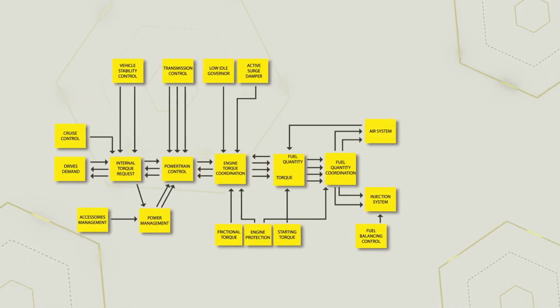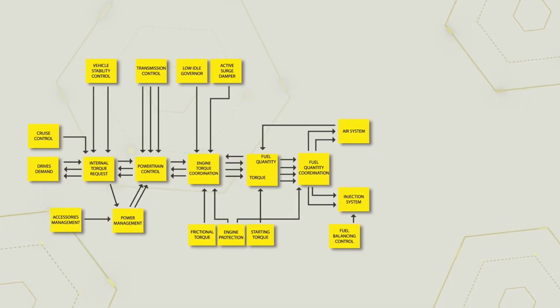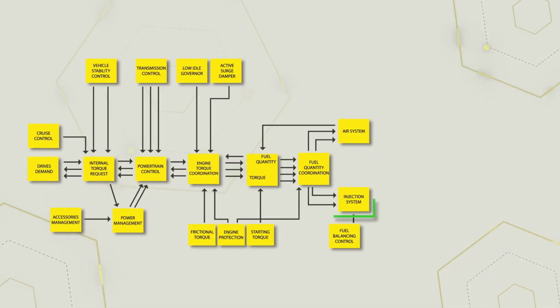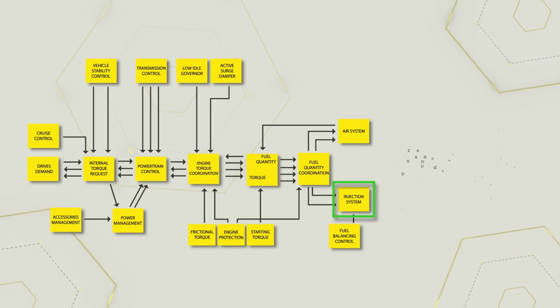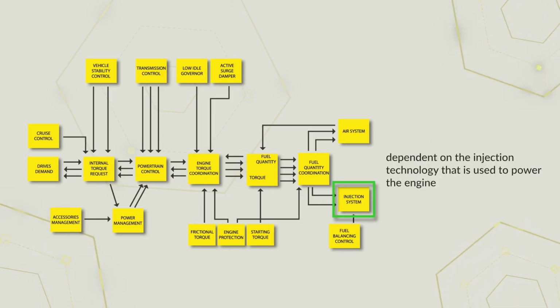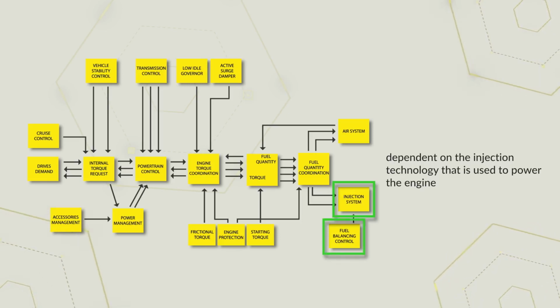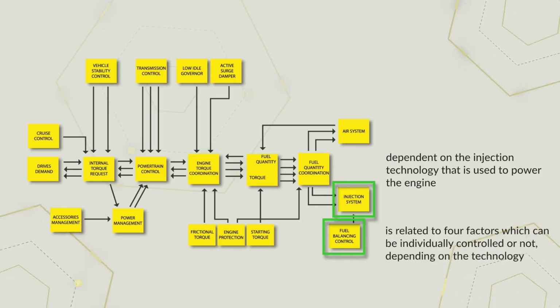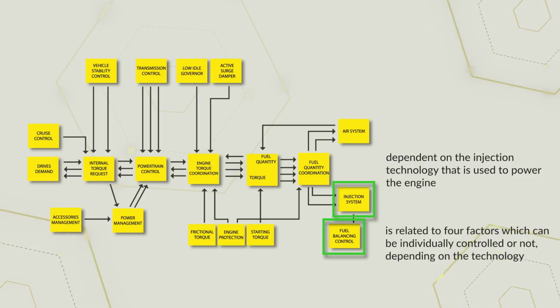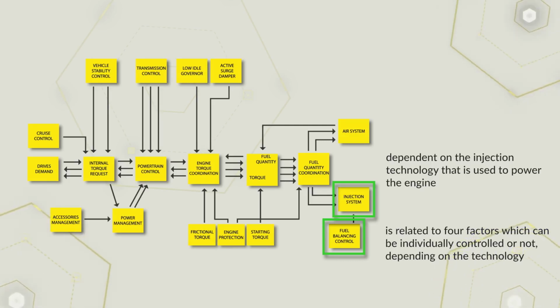Continuing in the analysis of the diagram to the right, we find two other blocks. The injection system, dependent on the injection technology that is used to power the engine, i.e. the injection pump, injector pump, or common rail. The fuel balance control. Balance is related to four factors, which can be individually controlled or not, depending on the technology. We then have the injection phase, the fuel pressure, the injection time, and the injected quantity.